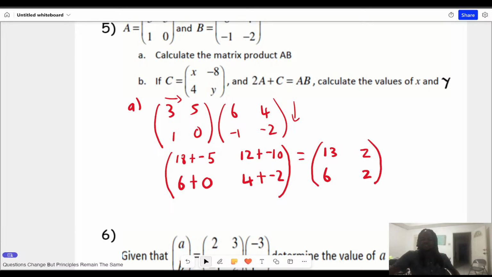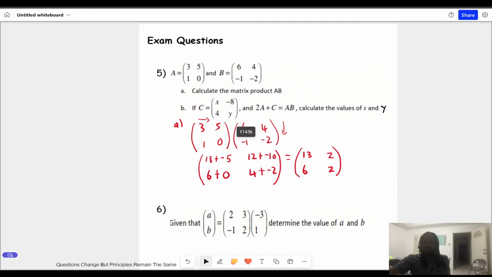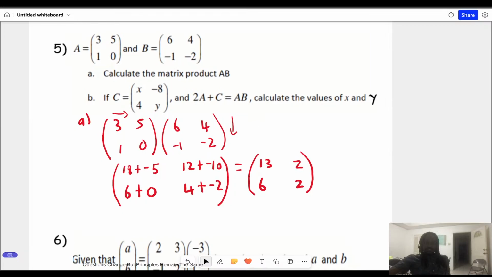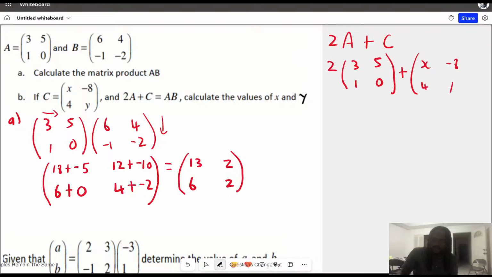That's the first part of the question. You're using that part of the question to answer part B. So, calculate the matrix product AB. We have done that already. Next, we now need to work out if C is equal to X, -8, 4y, and 2A plus C equals 6, 10, 2, 0.